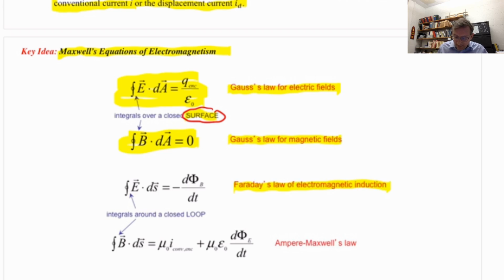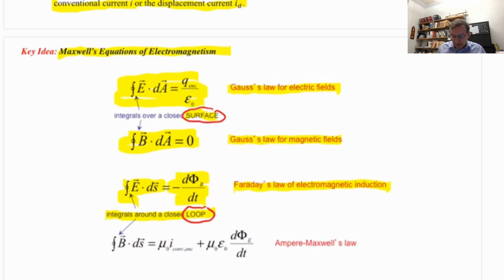The integral of an electric field around a closed loop. Be careful. You've got to distinguish mentally between whether we're talking about a closed surface, like the surface of a blown-up balloon, or a closed loop, like the one formed when you take the two ends of a string and tie them together. Now we're talking about the integral of the electric field around a closed loop, and that will be equal to the negative rate of change of the magnetic flux through the loop.